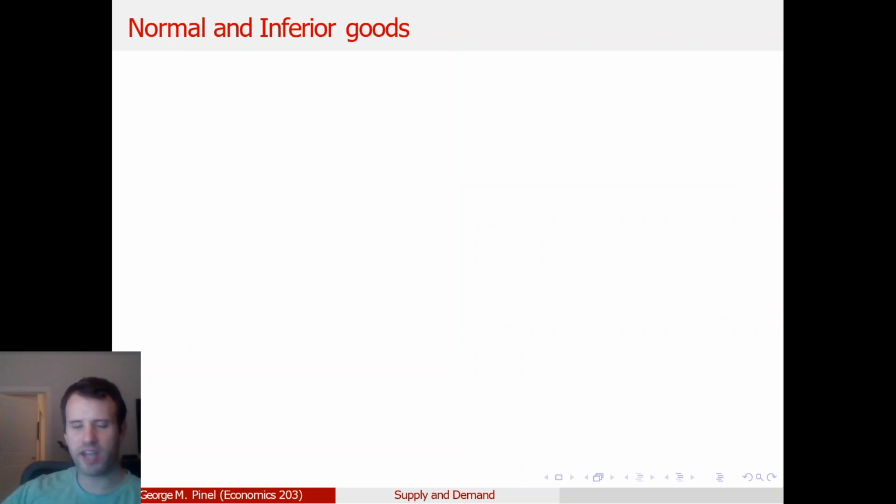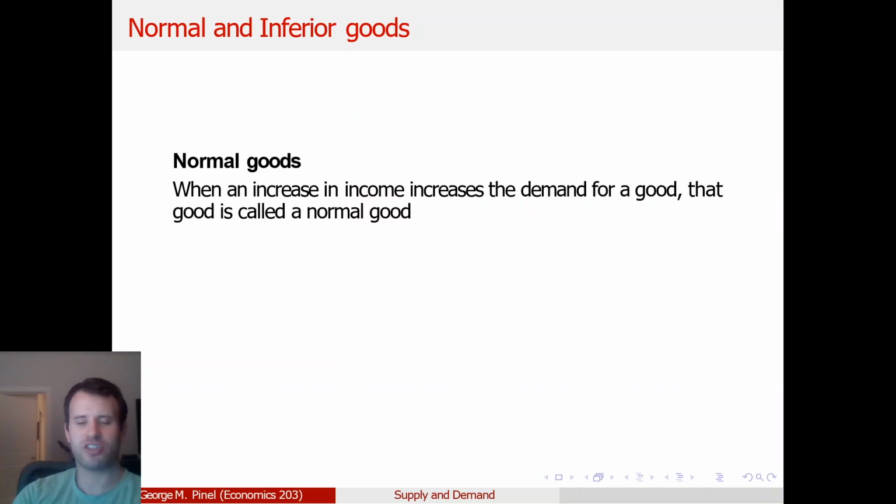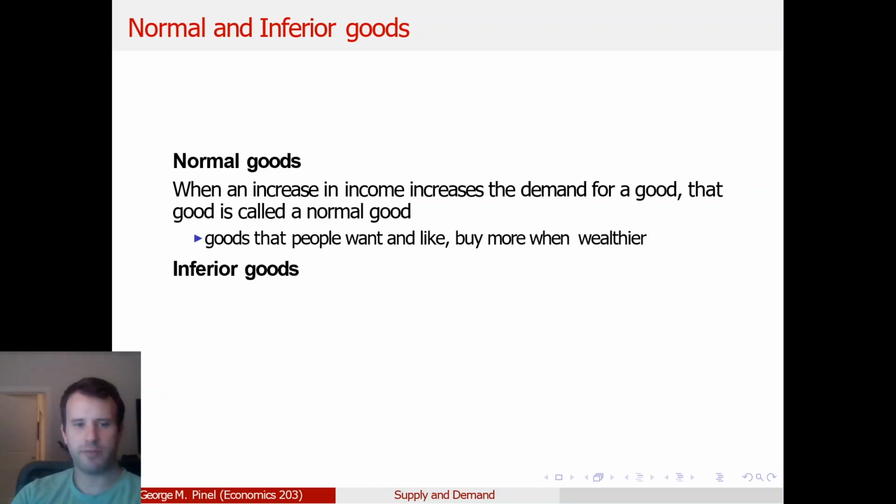And then normal and inferior goods. Okay, so I kind of talked about these with SEPTA and ramen, which are inferior goods, and normal goods are kind of everything else. A normal good is when an increase in income increases the demand for a good. So when there's an increase in income, you expect more quantity demanded. That's most goods. That's why they're called normal. These are goods that people want and like, and they'll buy more when they have more money. Okay. Alternatively, you have inferior goods. Inferior goods are goods that you consume more of when your income decreases.